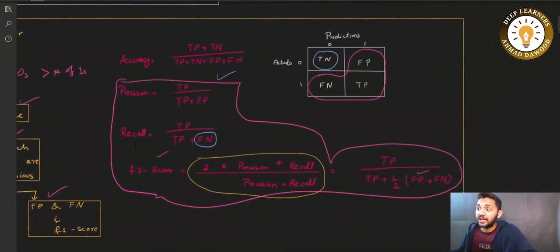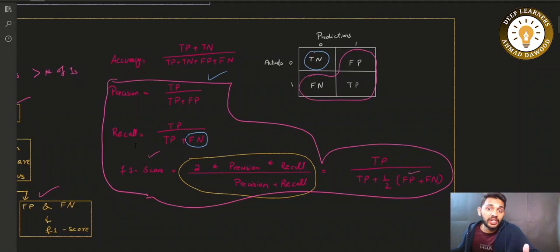The reason is that we are caring about both errors equally. But again, in this formula also, you are not caring about the true negatives, and you are not catering all the cells of your confusion matrix. You are just catering three cells, not the fourth cell, which is true negative.